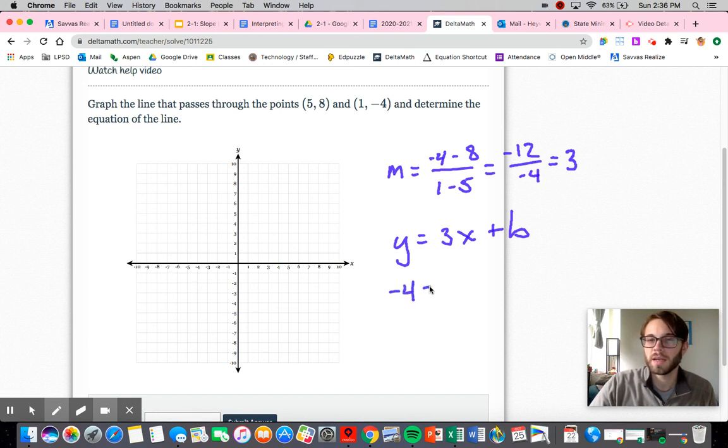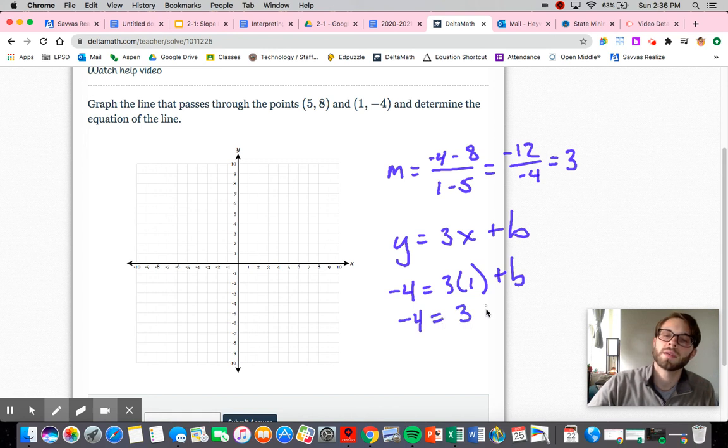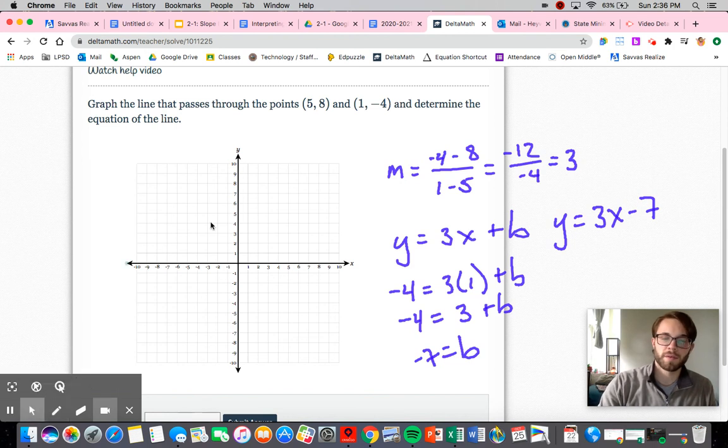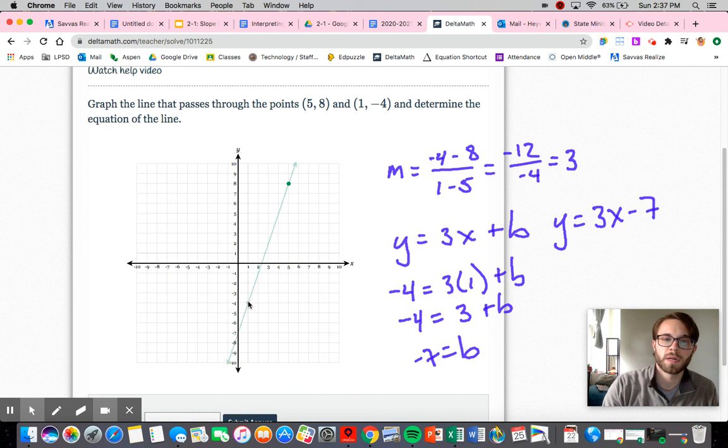So let's plug that in. -4 is equal to 3 times 1 plus b. All right, so I get -4 is equal to 3 plus b. So -7 is what my b is. So that would ultimately mean that my y equals 3x minus 7. Now, let's just graph those points and make sure that we're all set. So we went over to 5, up to 8. We went over to 1, down to -4.